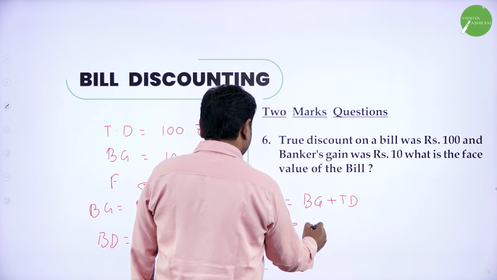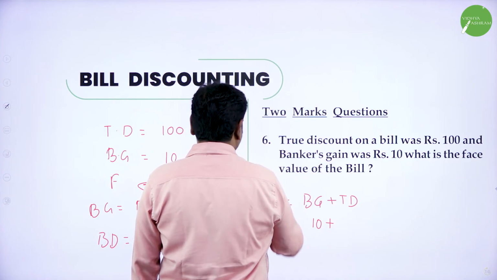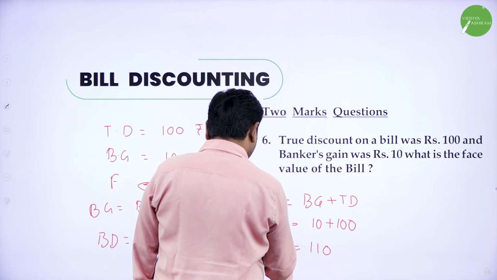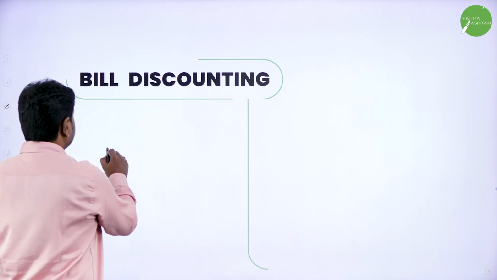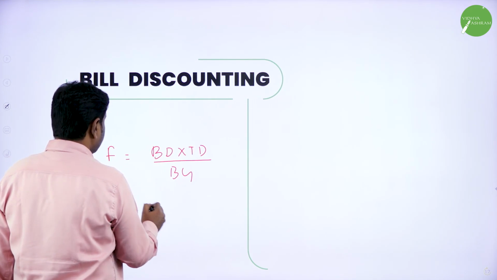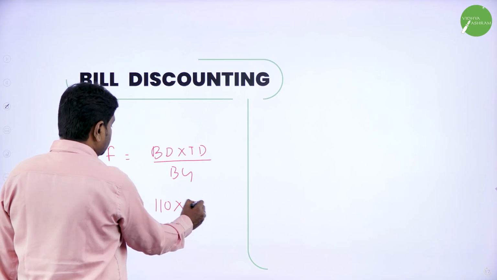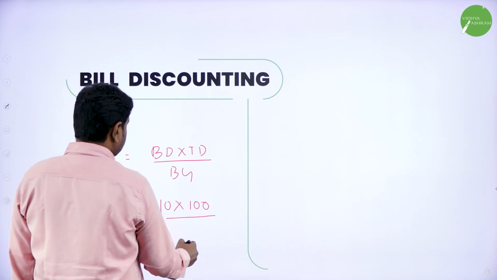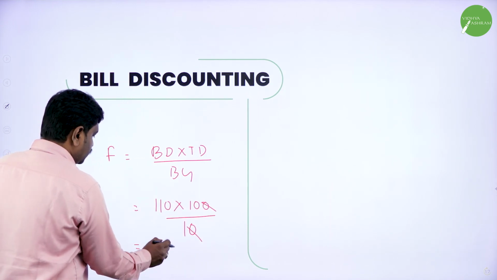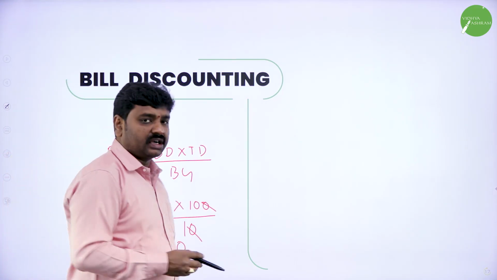What is the banker's gain? 10 rupees. What is the true discount? They give 100, so 110 is the banker's discount. Once you get the banker's discount, go to the face value. What is the face value? BD into TD by BG. What is BD? Banker's discount, we got 110, into TD, they gave 100 rupees, divided by BG, they give 10 rupees, so divided by 10, the 0s cancel, so 1100 is the face value of the bill. What is the face value? 1100. I hope all of you understood this.